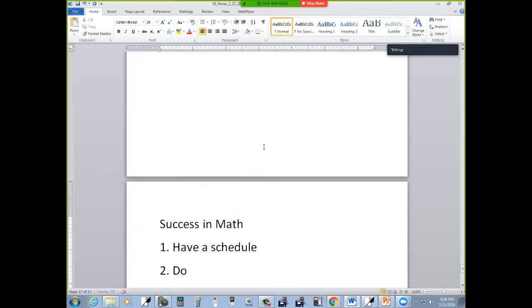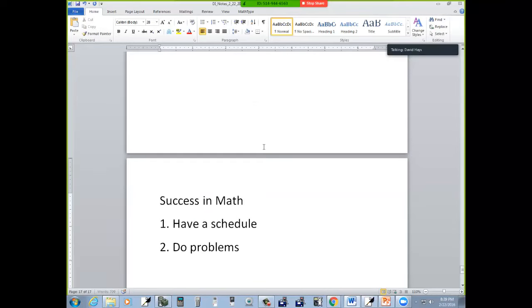Second, do problems. That's the only way you can get good at math. I have students come into my regular class, and sometimes they'll write down what I'm writing on the board. Sometimes they don't. And some of those students do not do any homework at all. And you can't get good at something unless you practice, whatever that might be. If you're learning to play a guitar, you practice.